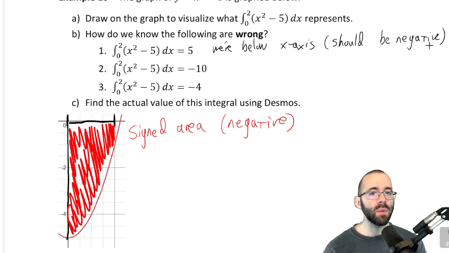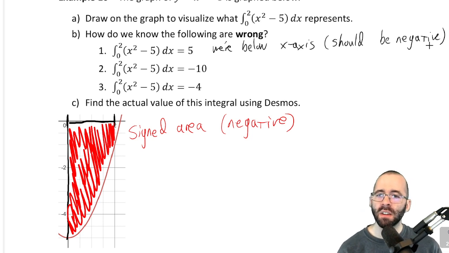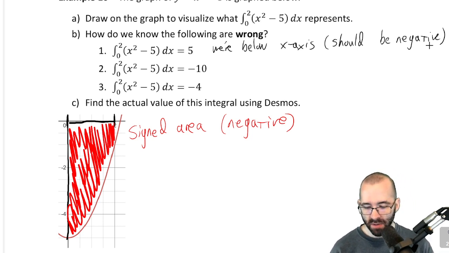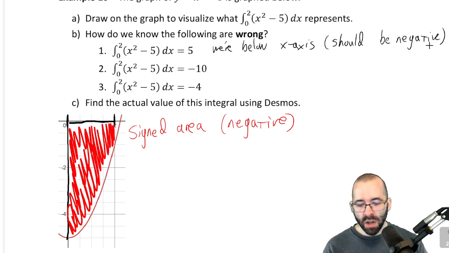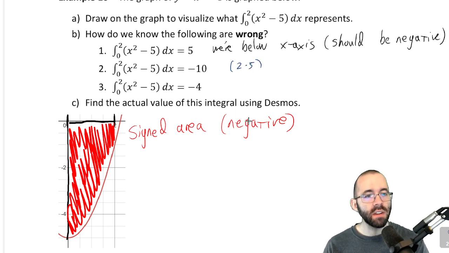How do we know that? How do we know this integral should not be negative 10? This integral should be some negative number, but not that negative. How can we know that's wrong? Well, negative 10, that's 2 times 5.